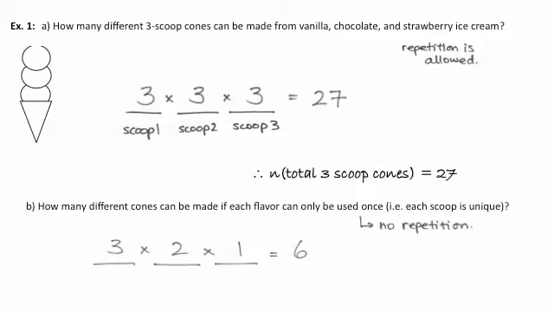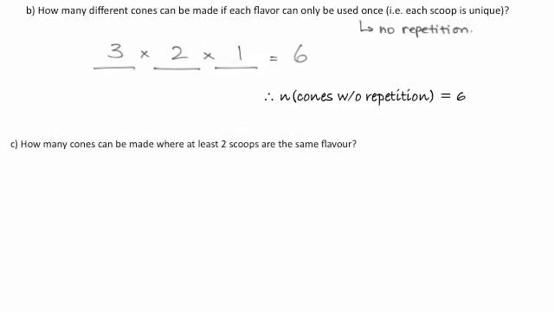Here's our notation. We want to include the proper notation for part A and for part B. So here, the number of total 3-scoop cones is 27, and here the number of cones without repetition is 6.